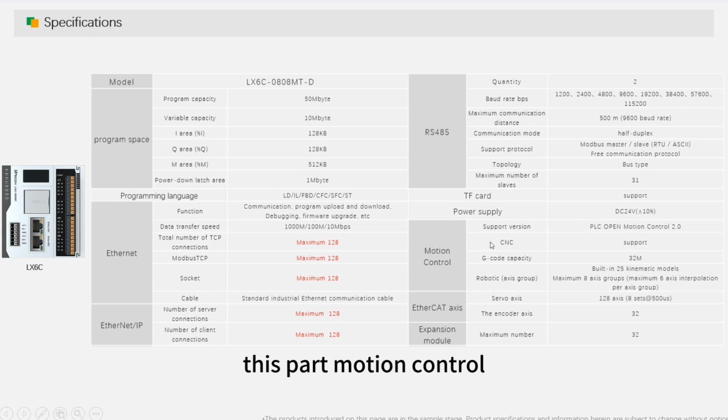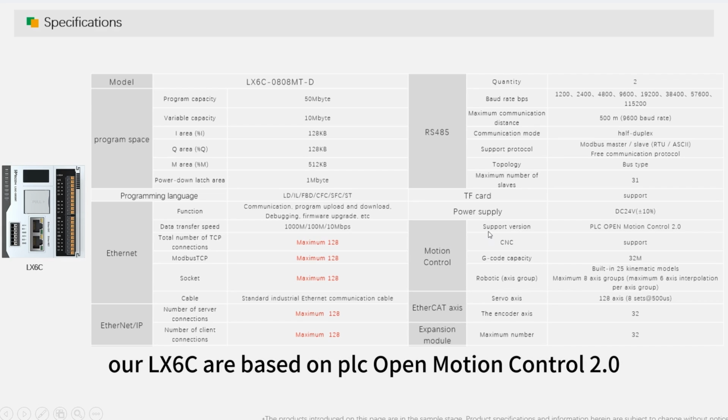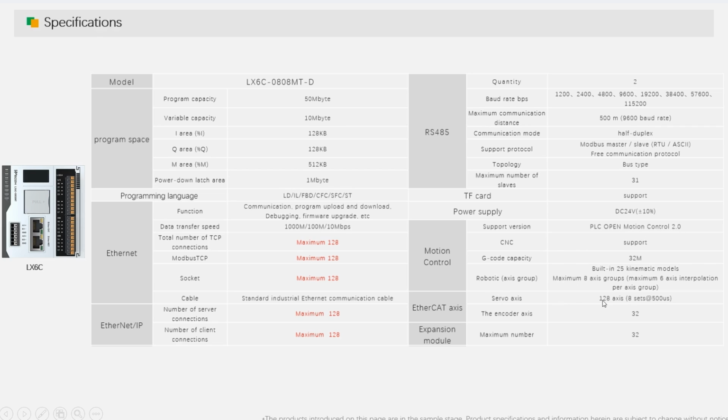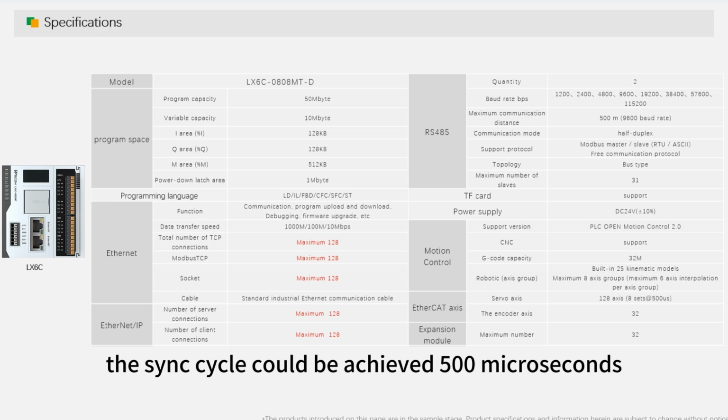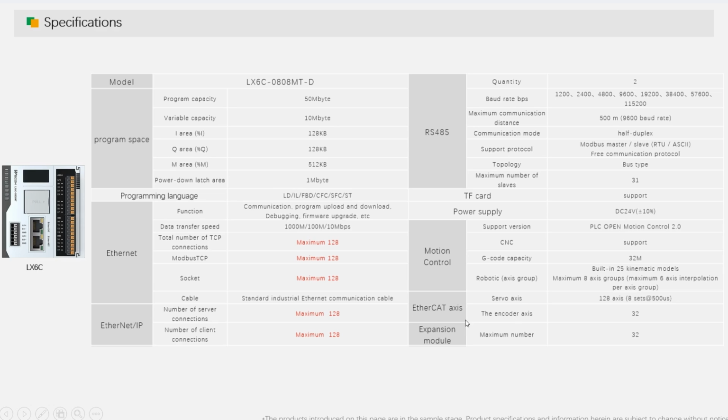This part, motion control. Our LX6C are based on PLC Open Motion Control 2.0. And for servo axis, we could connect max to 128 axes. If we only connect 8 axes, the sync cycle could be achieved 500 microseconds. For encoder axis and expansion module, the connection limit is 32.